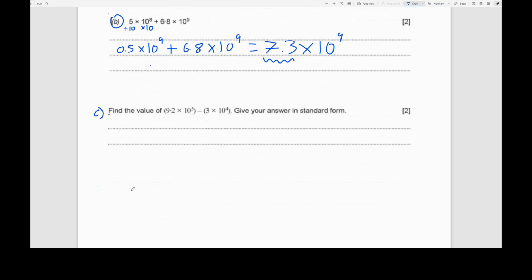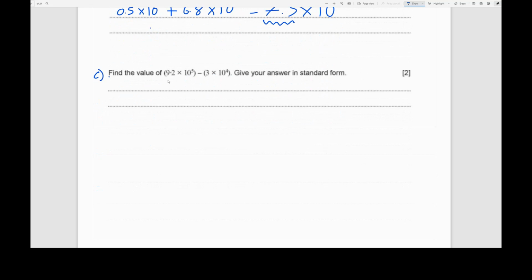Then for the last one, 9.2 times 10 to the 5, take away 3 times 10 to the 4. So for this one, we could times 10 to the 4 by 10, divide 3 by 10. So we have 9.2 times 10 to the 5, take away 0.3 times 10 to the 5, which will give you 8.9 times 10 to the 5.